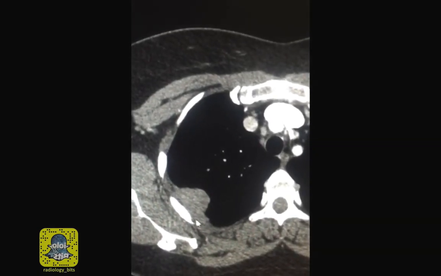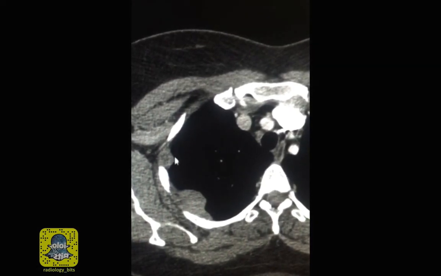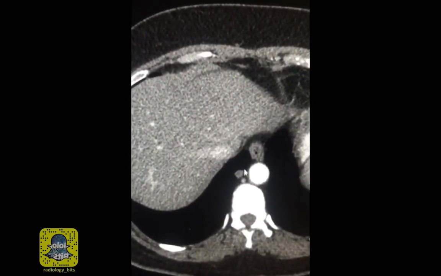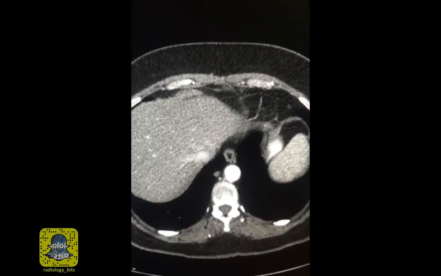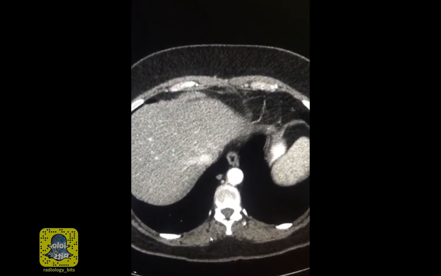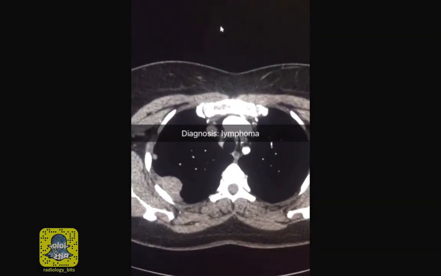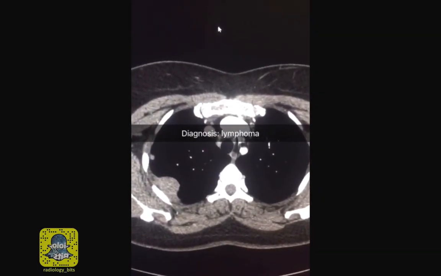And this is not the only lesion that's based on the pleura. There's another one here. There's another one down here as well. So you have a multifocal pleural soft tissue abnormality that is nodular and thick with lymphadenopathy. As expected, the final diagnosis here was a proven large B-cell lymphoma.